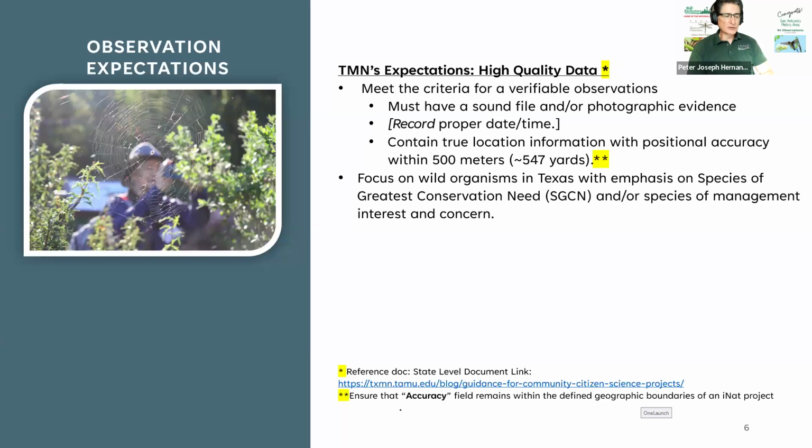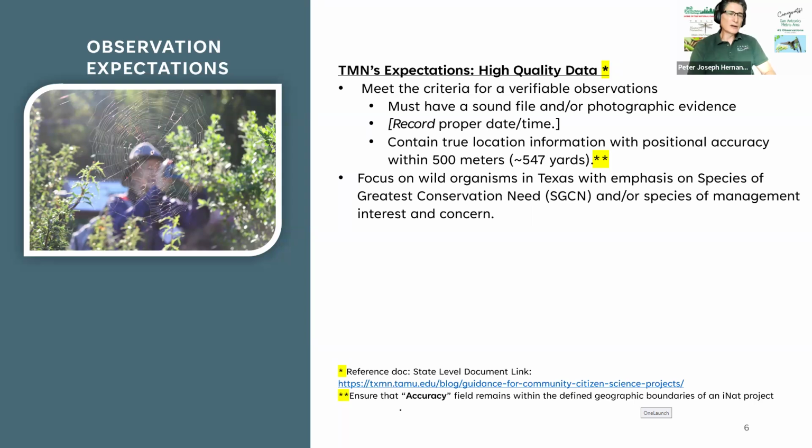Also, make sure that you have the true accuracy. A lot of times when we use a camera, some cameras do not, I'd say the majority, especially mine, don't have geolocating like our iPhones or our smartphones do. So make sure you're pinpointing where you were, and make sure your accuracy is within less than 500 meters, which is roughly 547 yards. So that's about 5 football fields that you should keep your accuracy down to for that observation. And honestly, that is a very big zone.